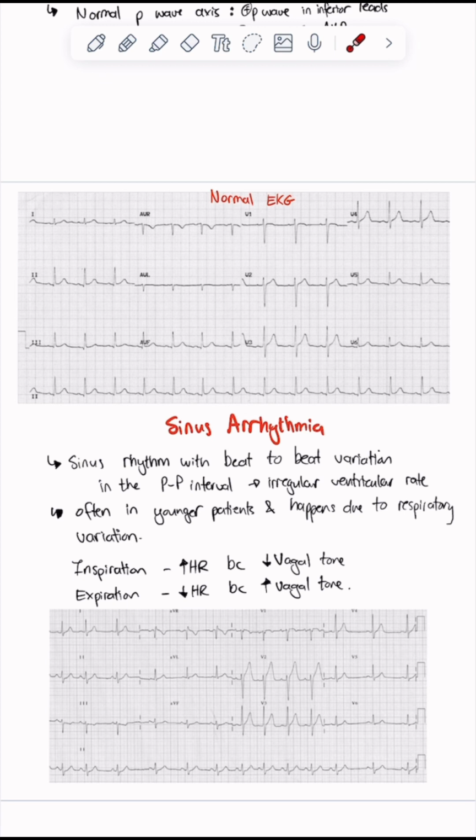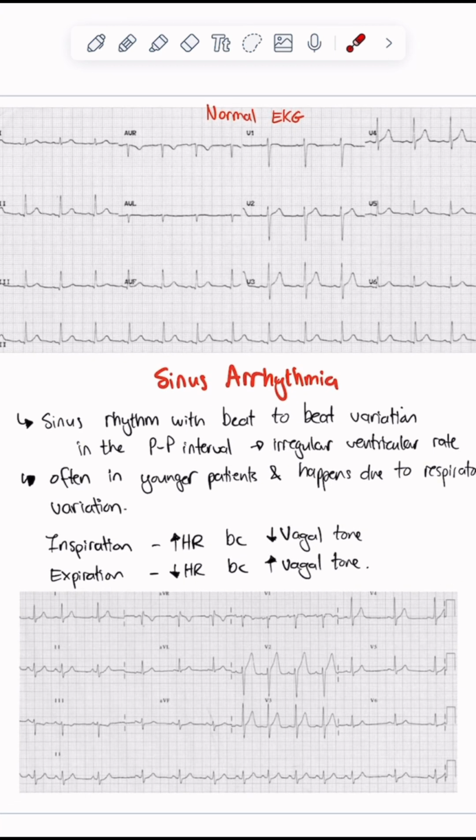And how that looks on an ECG is this ECG at the bottom, where you can see it looks like it's irregular, but it is in sinus rhythm. We can see positive P waves there and a negative P wave there. And there's respiratory variation in this ECG, and there's evidence of sinus arrhythmia.